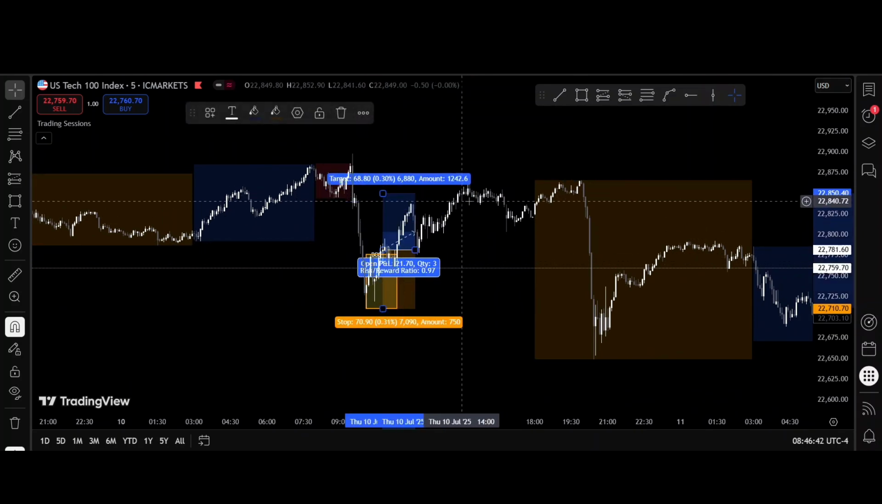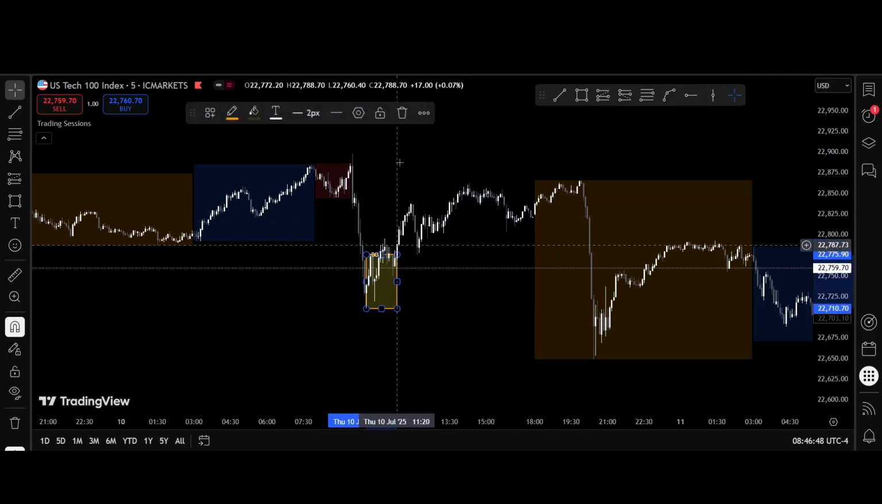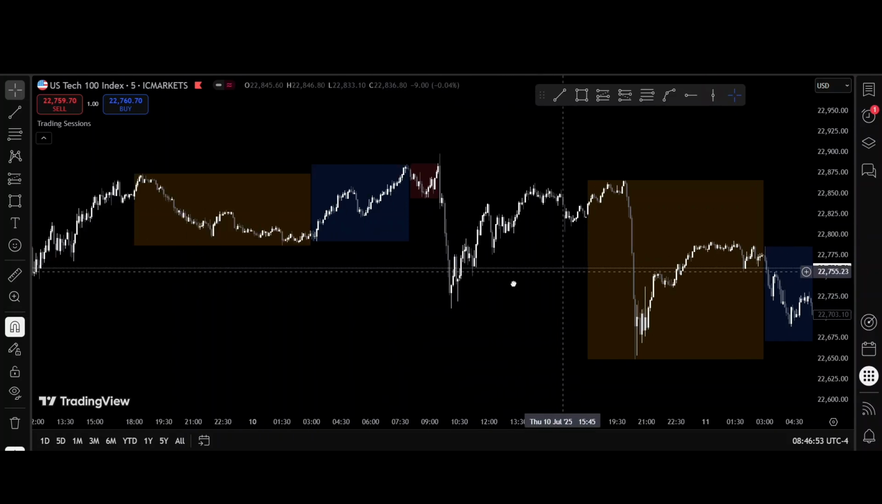You could target this high. It would have played out, but it's not a good trade because there's no context for this. But did it work out? Yes. So that is your breaker block, bro.